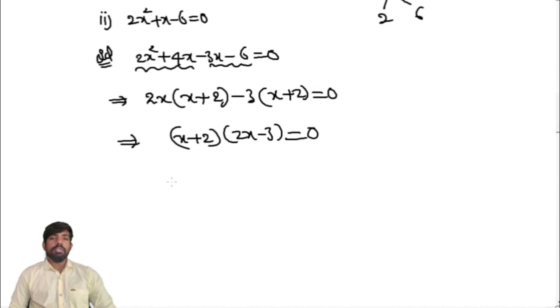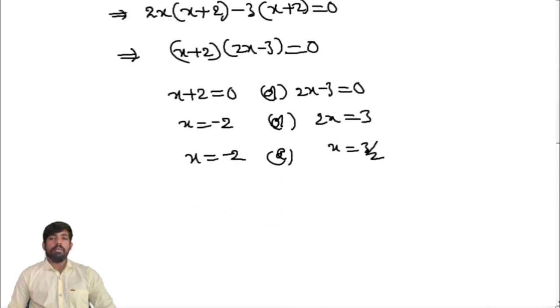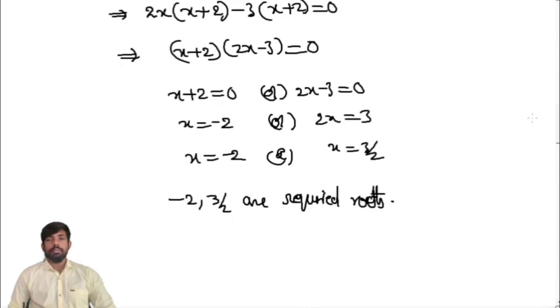Therefore a into b is equal to 0 means either a is equal to 0 or b is equal to 0. Similar way, we wrote here x is equal to, sending plus 2 to the right hand side, minus 2. If I send this minus 3 to the right hand side, plus 3. The 2 multiple sent to the right hand side becomes 3 by 2. And this is x is equal to minus 2. Therefore here we have minus 2 and 3 by 2 as the required roots. That's all. This is the solution.